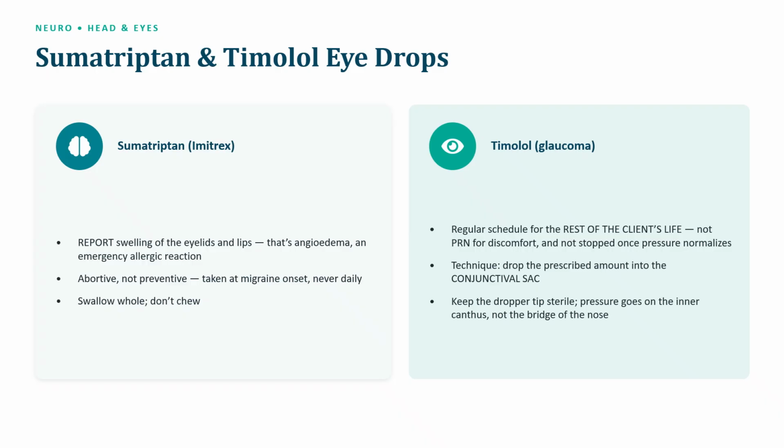So for administration, we instill the prescribed number of drops into the conjunctival sac, formed by pulling down the lower eyelid. So keep the dropper tip sterile. And then you apply gentle pressure to the inner canthus to limit systemic absorption through the tear duct.